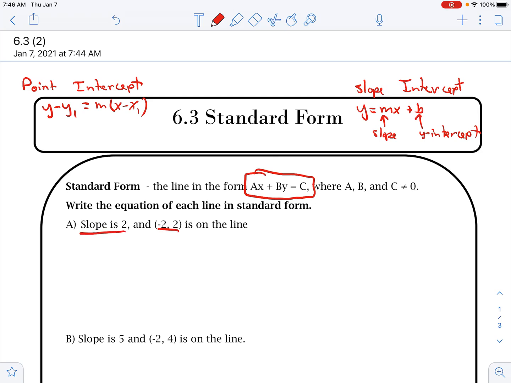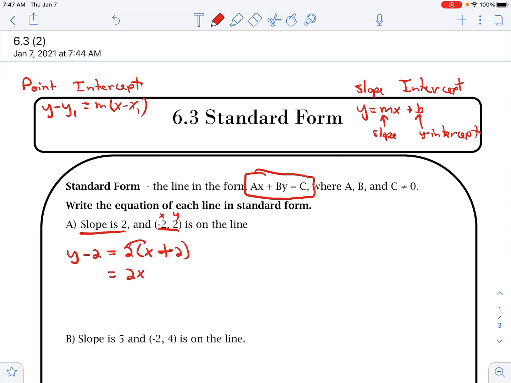Well, they give me the slope, they give me a point, so I'm going to put this in point-slope form. So y minus 2, this is my y value that I'm plugging in, and my x value that I'm plugging in, equals my slope of 2, and then x minus a negative 2. So that's really plus 2. So that's in point-slope form. What we want to do is get x and y on the same side.